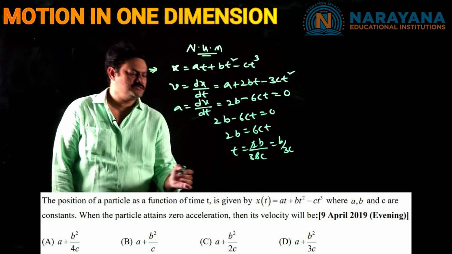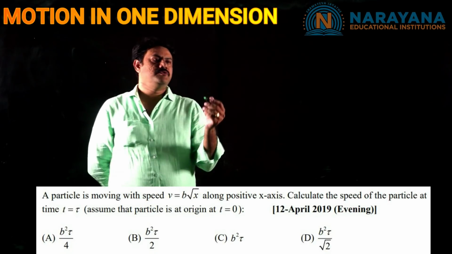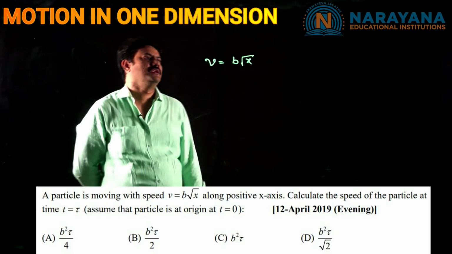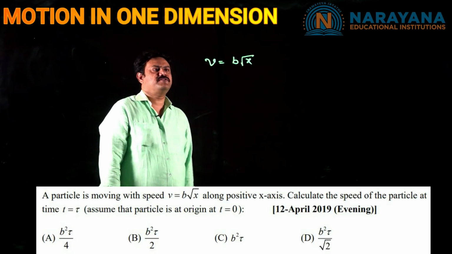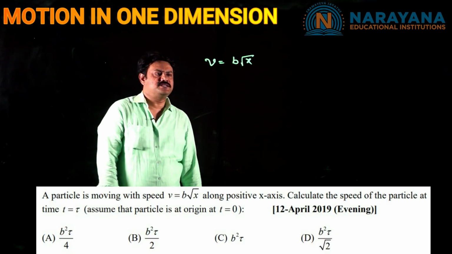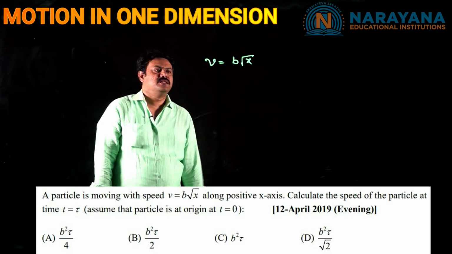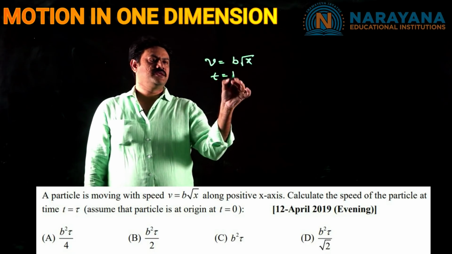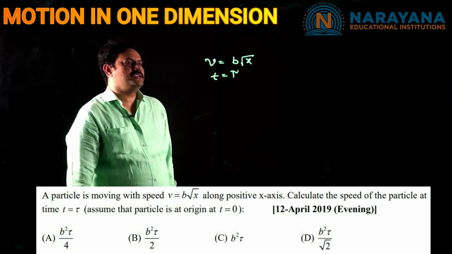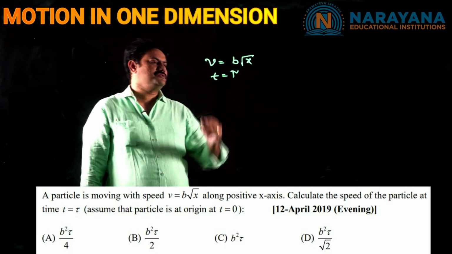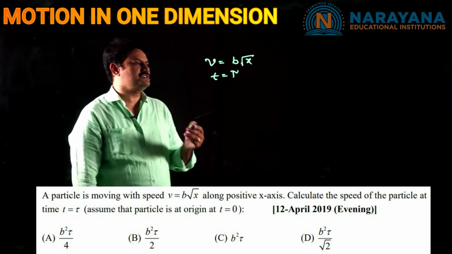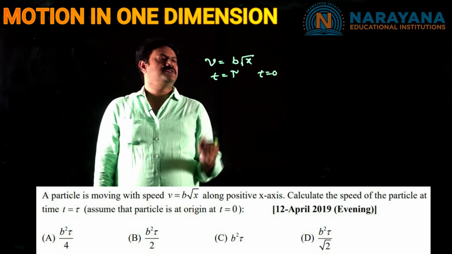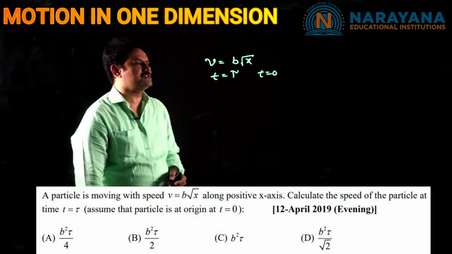Okay, and the next, second question. A particle is moving with a speed v equal to b root x. This is given. So here the speed of the particle varies with respect to the distance along the positive x-axis. Then calculate the speed of the particle at a time t equal to t. Assume that the particle is at the origin at t equal to 0. So initially t is equal to 0, the particle is at origin. So t is equal to 0, x is also equal to 0. So the initial velocity becomes 0.